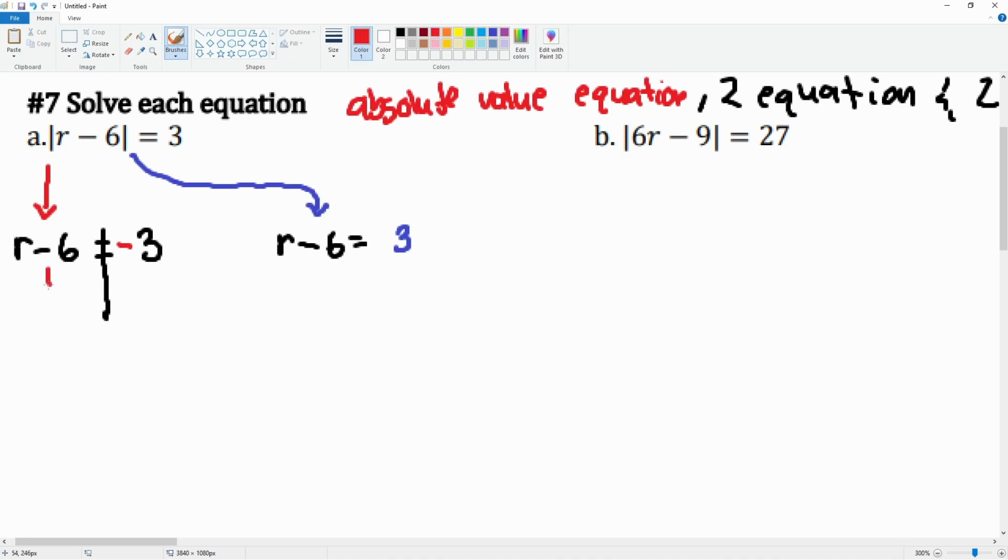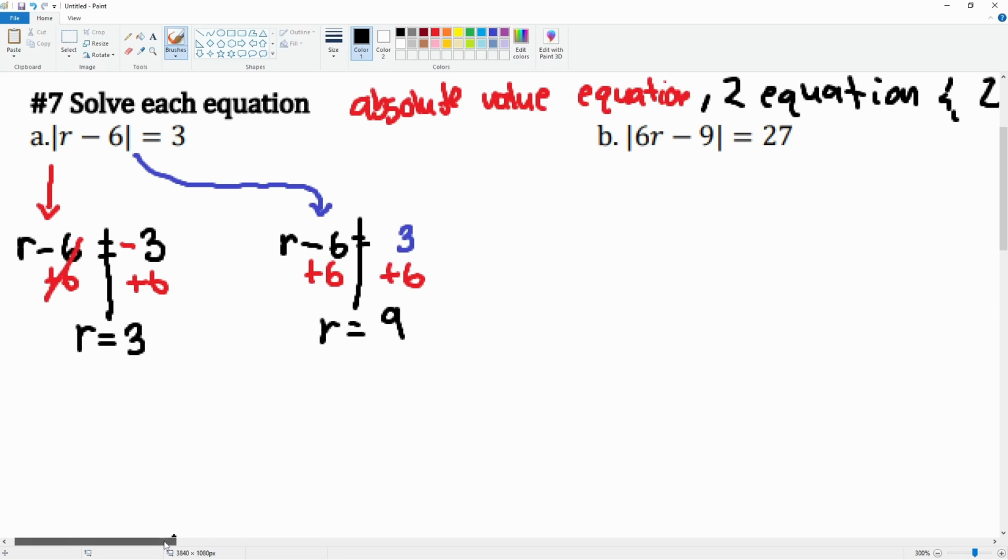We're going to add 6 to both sides. The -6 plus 6 will cancel, leaving you with r is equal to 3. Then on the other one, r minus 6 is equal to +3. Here's the line. We do the same operation of adding 6 to both sides. R is equal to 9. Here are your two equations and two solutions.